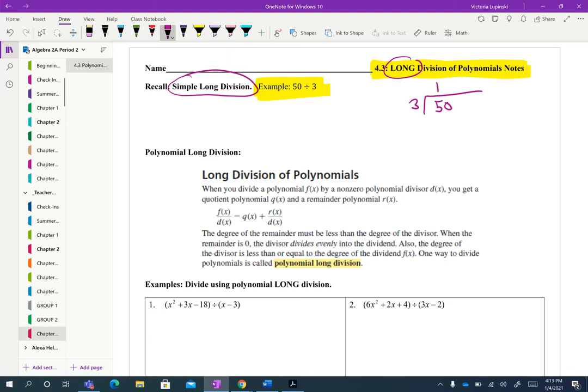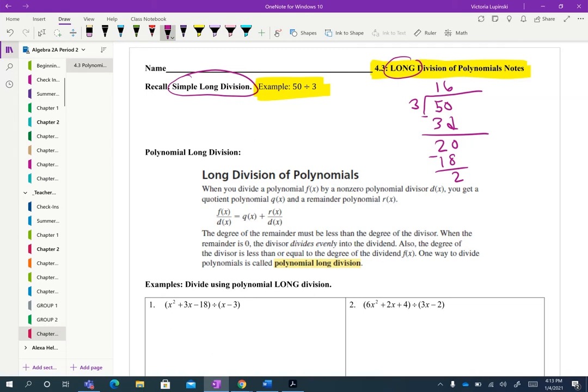Then multiply the 1 times the 3, which would be the 3, put it underneath the 5. Subtract 5 minus 3, that's going to give you 2. Bring down the remaining 0, and then try to go again. So 3 goes into 20. How many times? Well, that would be 6, which again goes up top. Multiply the 6 times 3. That's going to give you 18. Always subtract. 20 minus 18 is 2.